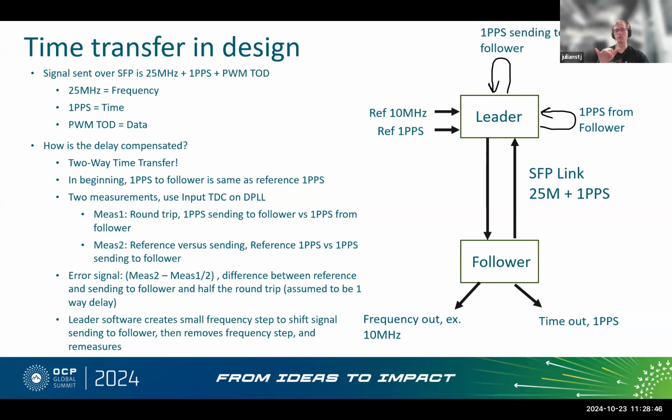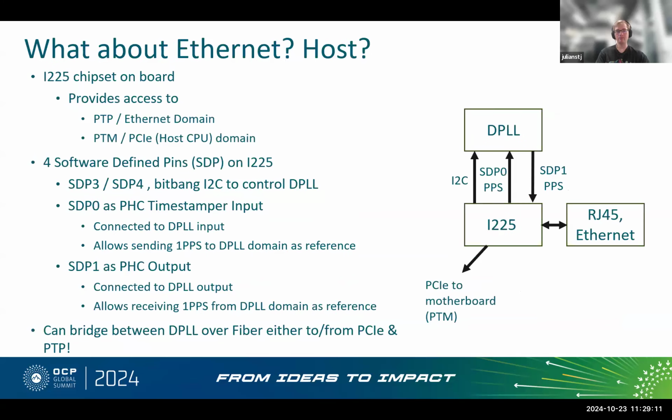So I would put a small frequency shift and then get rid of it, and then measure again, frequency shift, get rid of it, and then measure until you get basically down into the noise floor of the 1 PPS measurement of the DPLL. And then from there, you're able to have stable two-way time transfer compensated for the round trip delay over an SFP. And then at that point, the follower 1 PPS would be aligned to the reference 1 PPS.